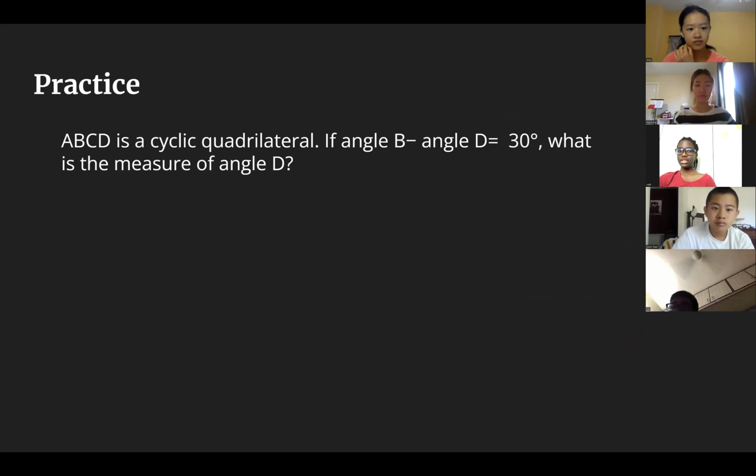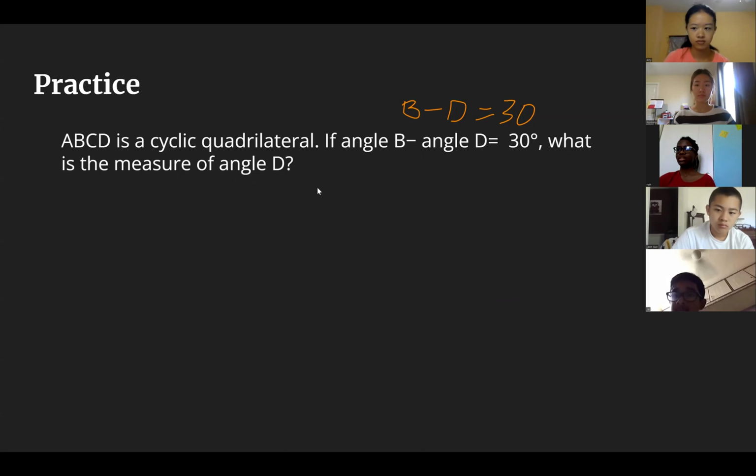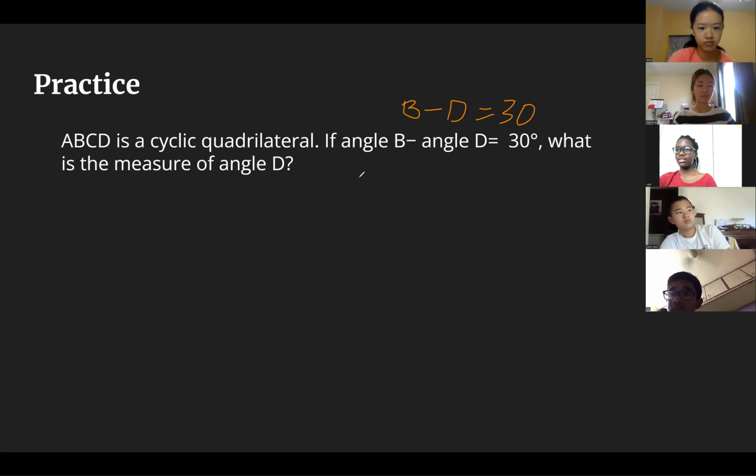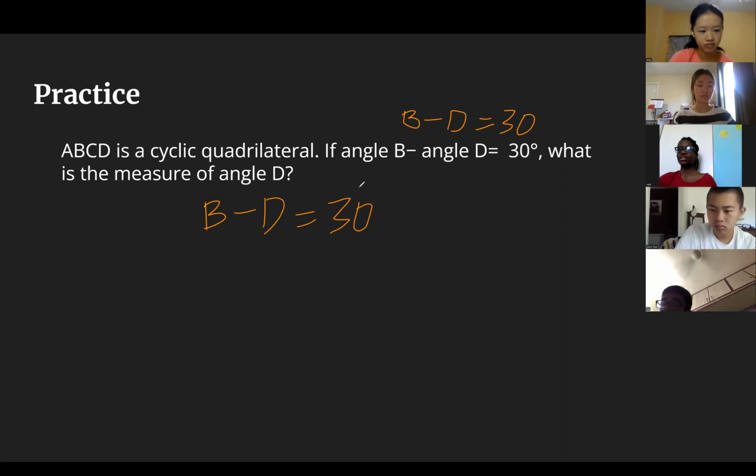So next, ABCD is a cyclic quadrilateral. If angle B minus angle D equals 30, what is the measure of angle D? So you have to set up multiple equations for this one. It would be B minus D equals 30, then B plus D equals 180.